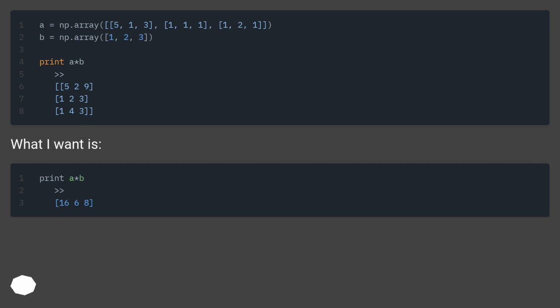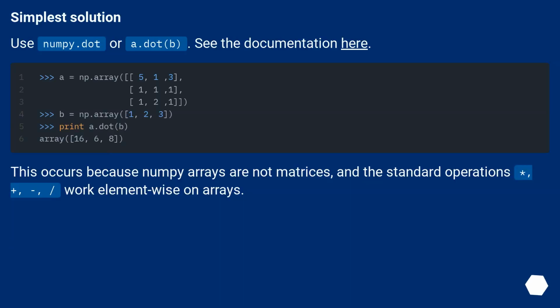What I want is... The simplest solution: use numpy.dot or a.dot(b). See the documentation here. This occurs because numpy arrays are not matrices, and the standard operations, plus and times, work element-wise on arrays.